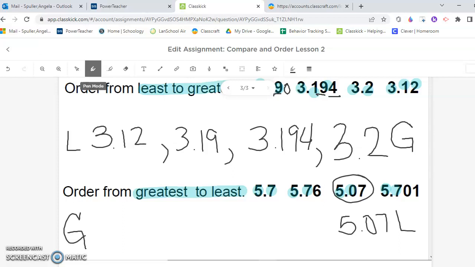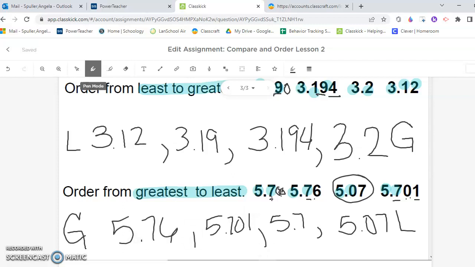Now, looking at this next one, we have a 7 in the tenths, tenths, and tenths. So we've got to look at the hundredths. Well, behind this one, I have a 0. I have a 6. So 6 is bigger than 0. But this also has a 0, so how do I know? Well, this goes to the thousandths. Well, I know if I keep adding zeros, this one's going to be smaller than this one. So I'm going to say 5.7 is next, and then 5.701, and then 5.76. All right, great job.